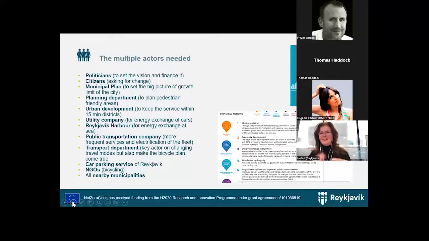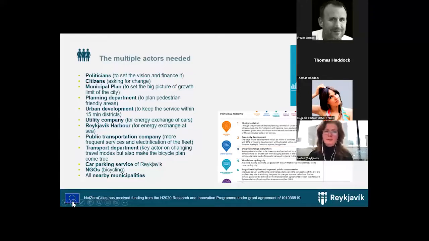We are located by the sea, and actually fisheries are a very large proportion of our employment within the city. And the public transportation company is owned by 7 municipalities nearby Reykjavik City. It's very important that they go ahead with tasks like more frequent services and electrification of the fleet to go the path towards carbon neutrality.